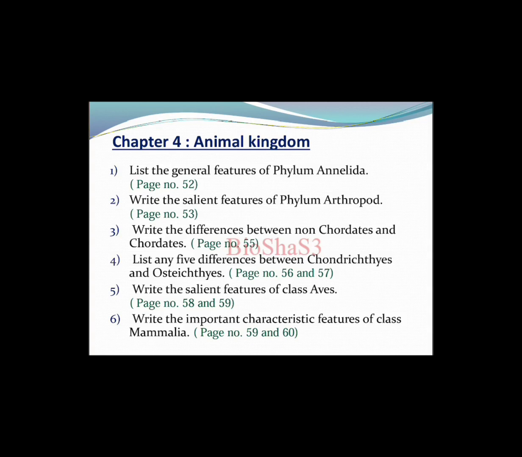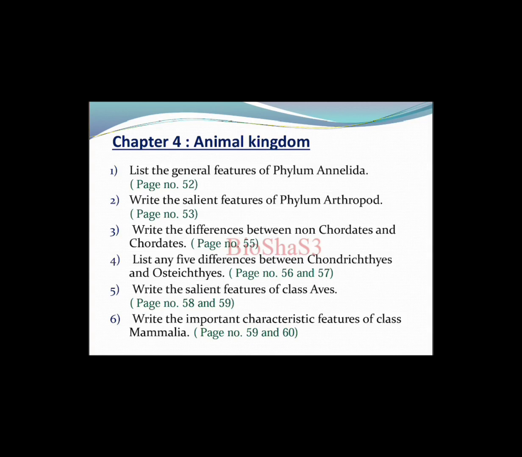Then write the salient features of class Aves. Not just writing all the features, you have to write the salient features. For example, pneumatic bones are there, feathers are there. Like that you have to pick the salient features of class Aves, and you should also remember 1 to 2 examples with the scientific name.